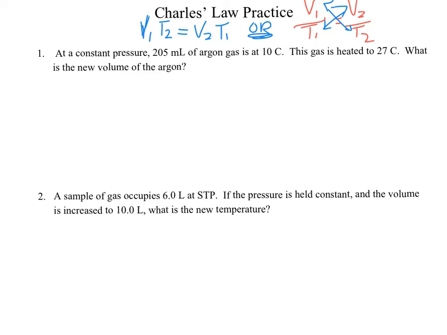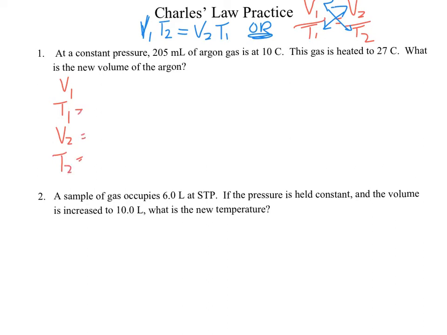I have two problems here. I'm going to do one each way. You can choose whichever one you think works best for you. So when we first do any of these problems, like always, we need to make a key. Notice that it says at constant pressure. That gives us away right away that we are going to be dealing with a Charles' Law problem. But we have our starting volume, we have our starting temperature, we have our final volume and our final temperature.